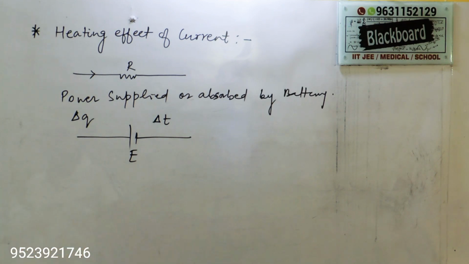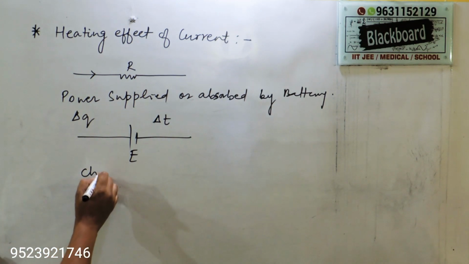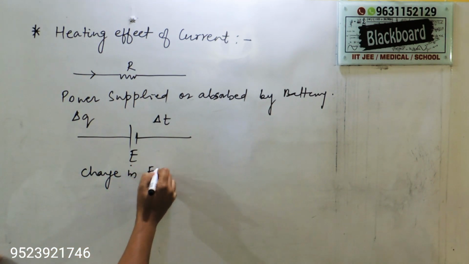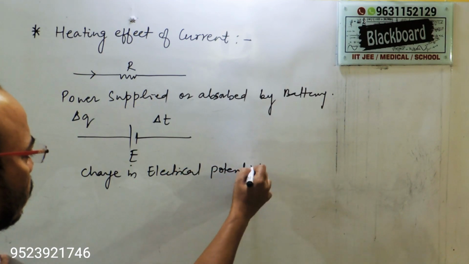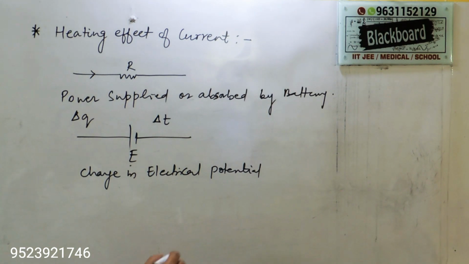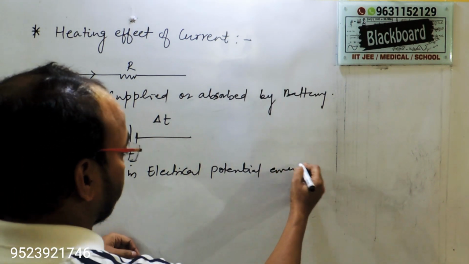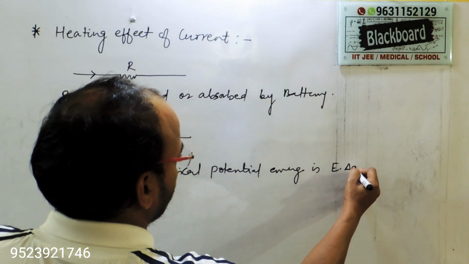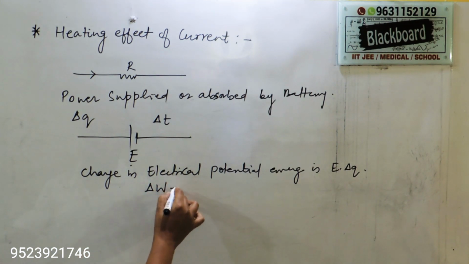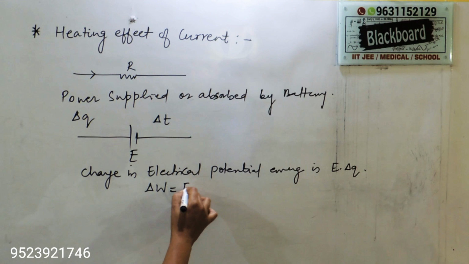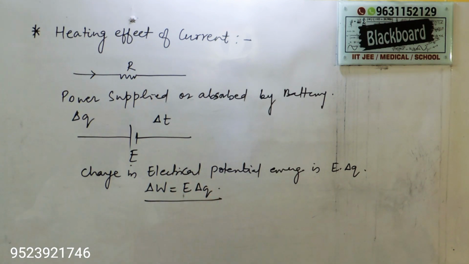Here potential difference is E. The change in electrical potential energy of the charge is E into delta Q. Delta Q amount of charge is passing. Thus, the source of EMF does work, and that amount of work done is equal to delta W equals E into delta Q. This is the amount of work.